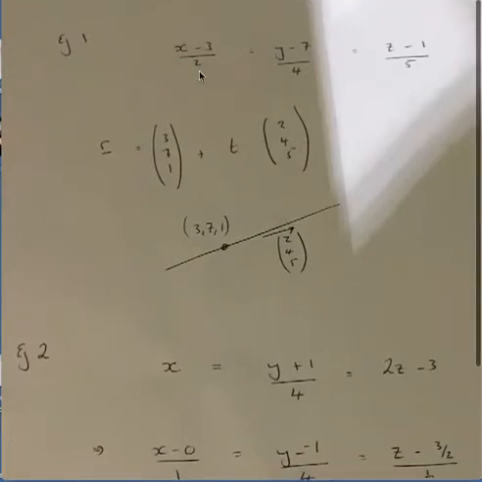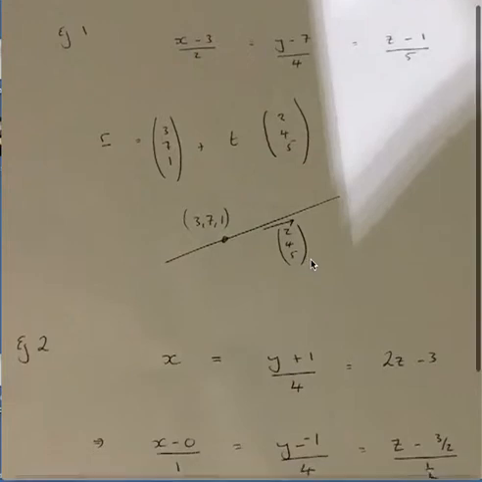So first example here, really simply laid out. x minus 3 over 2 equals y minus 7 over 4 equals z minus 1 over 5. It's laid out in exactly the format we had. So that means that the line passes through 3, 7, 1 in direction 2, 4, 5. So here it is in vector format, r equals 3, 7, 1 plus t into 2, 4, 5. And this is what it would look like. It would go through that point in that direction.